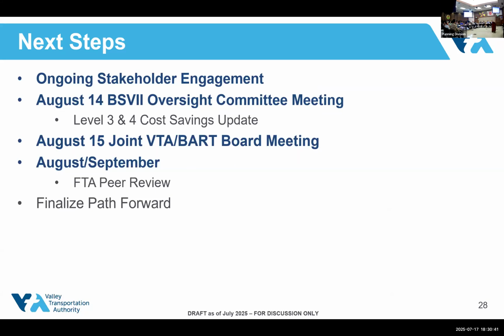We're going to be talking more about these level 3 cost savings on August 1st at a workshop, and then also on August 14th at an oversight meeting. And that is a committee that specifically only hears items at VTA about BART. So that committee just covers BART related items. There'll also be another similar presentation to a joint board meeting. That's the VTA board and BART board. They meet actually 3 to 4 times a year and share knowledge. And then, as I mentioned, we'll have that peer review happening in August, September, and the results of that will likely be shared a couple of months afterwards.